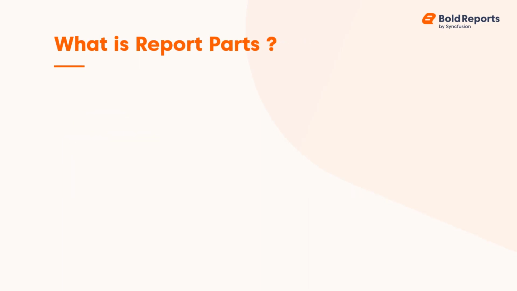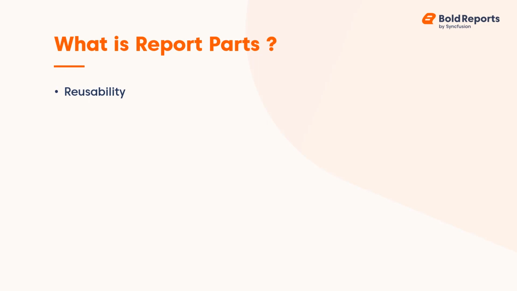Before we dive into report parts, let's see what a report item is. Report items are widgets without any customization or pre-applied data, whereas a report part has customization and pre-applied data. For example, consider a plain chart without any pre-applied data or customizations, which is considered a report item, whereas a report part has a customized chart and applied data.